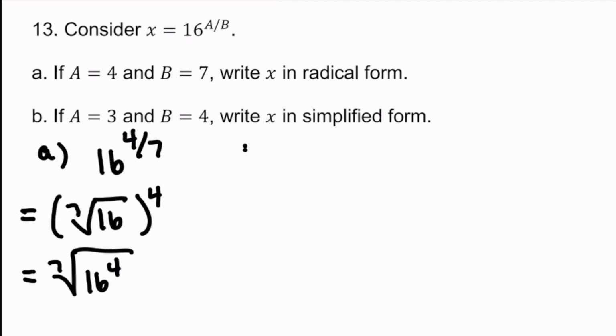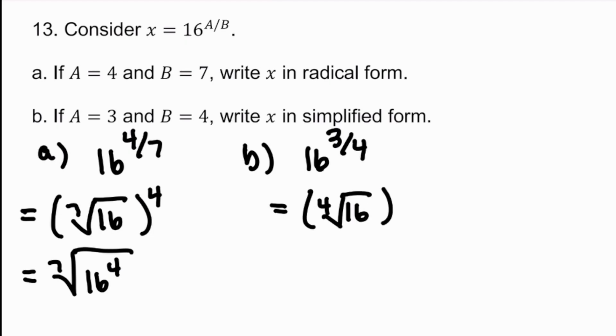But for 16 to the 3/4, it looks like we'll be able to work with this. So 16 to the 3/4 equals the 4th root of 16. I always recommend you deal with the denominator first to keep the numbers manageable, right? Because we don't want to take 16 to the 3rd power. So that's going to be, okay, the 4th root of 16 is 2. So this is going to be 2 to the 3rd, and that will be 8. And that'll be simplified form.